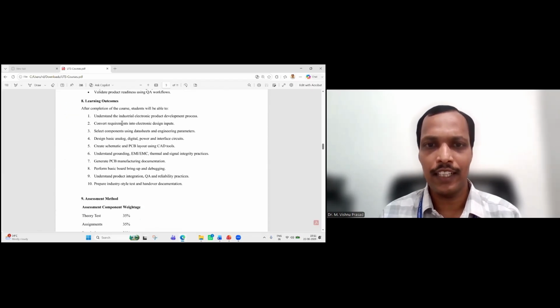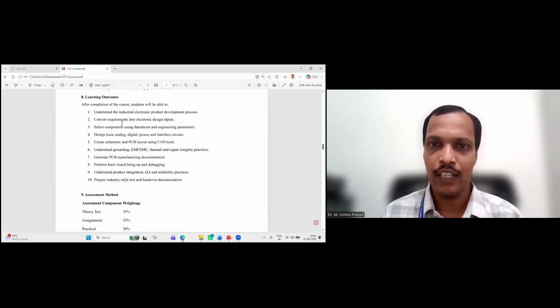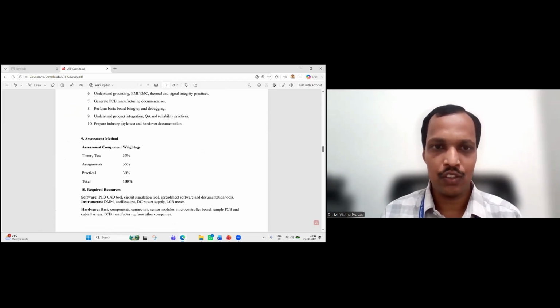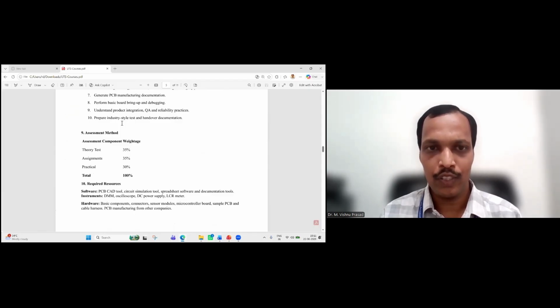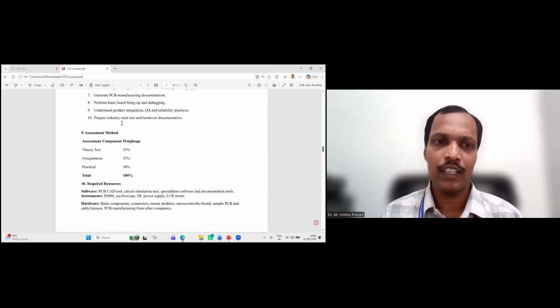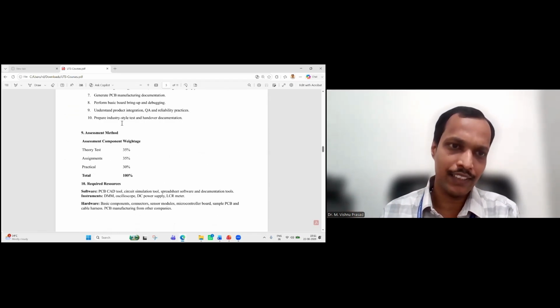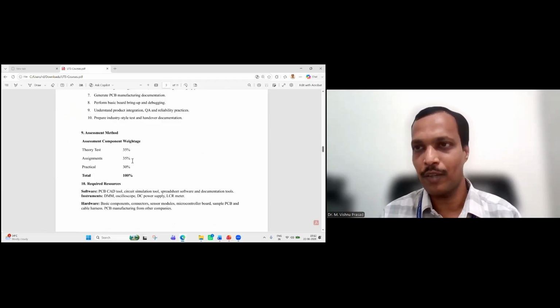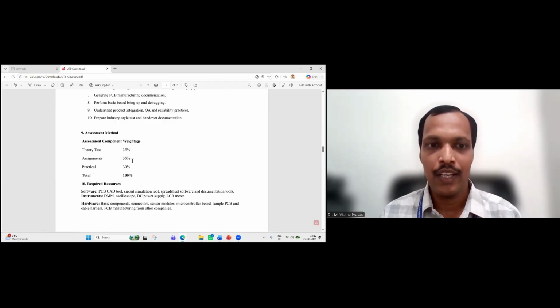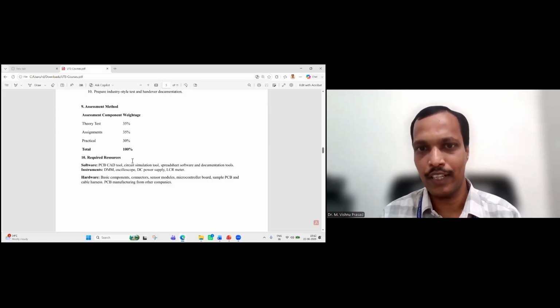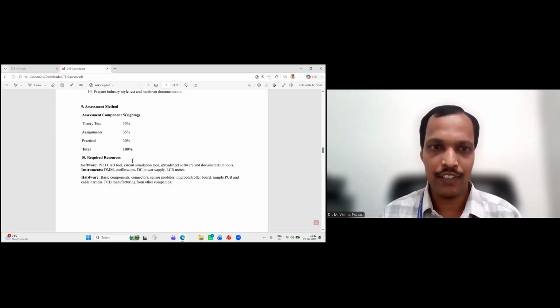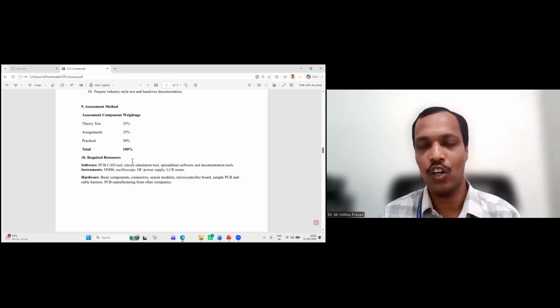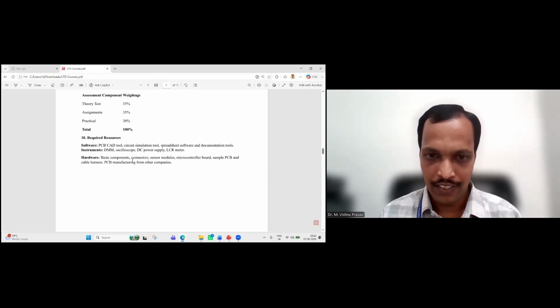And the learning outcomes can be mapped to your program objectives and course objectives. The assessment methods are proposed by UTS. We believe that the theory part should be 35% of the assessment, whereas assignments and practical learning come to around 65% to 70%. That is our recommendation. And for the laboratories of the first course, we have listed the required resources: the software, the CAD tools, and the basic hardware components required.